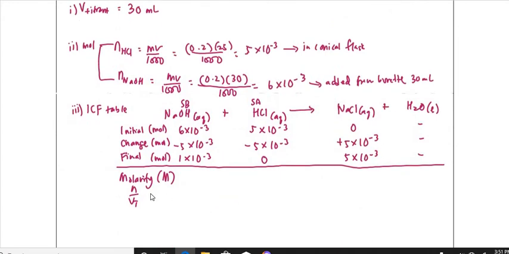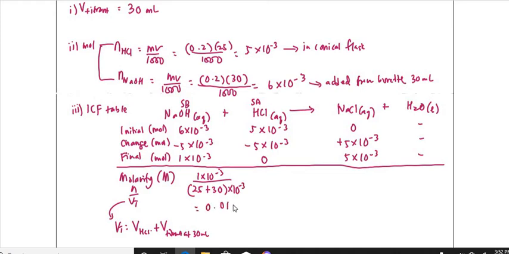Then you find the molarity. Okay, you add one row below to get the molarity. Volume total here refers to the volume HCl plus volume titrant at 30 ml. Okay, so 1 exponent negative 3 divide by volume HCl 25, volume you added adalah 30, 55, tukar jadi liter, and you get 0.01818.